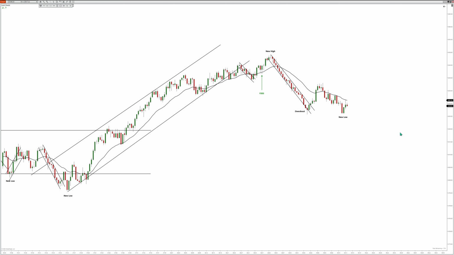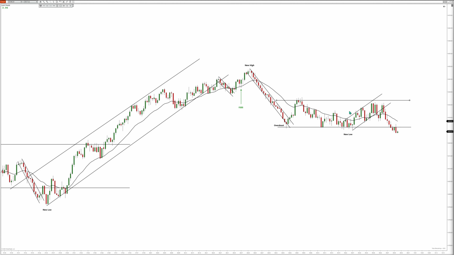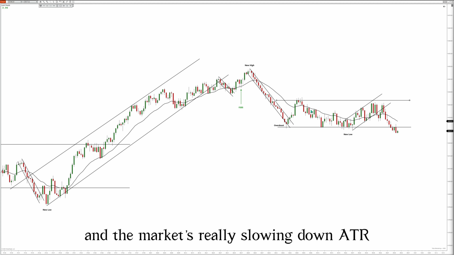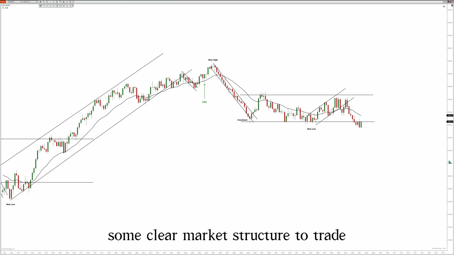All right, guys, we ended up just forming some kind of consolidation here. And the market's really slowing down. ATR is still decent. We're at 3 here. But I think I'm going to go ahead and take my break, come back in about an hour, and hopefully have some clear market structure to trade.